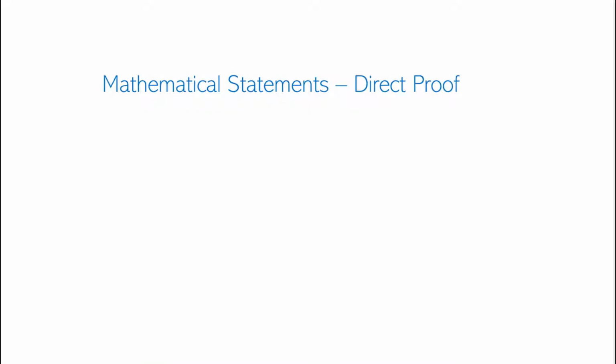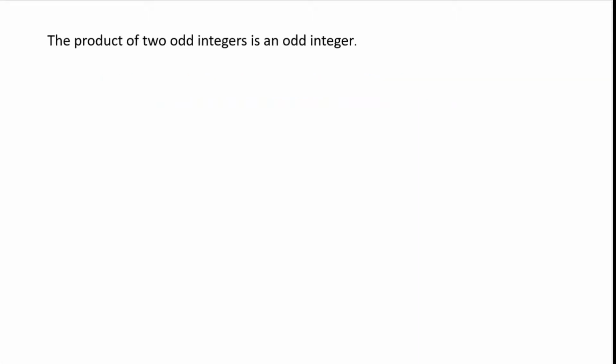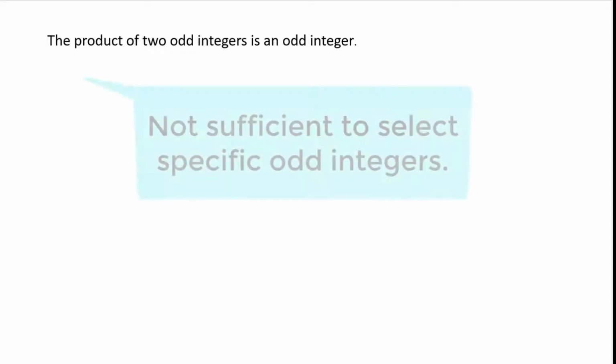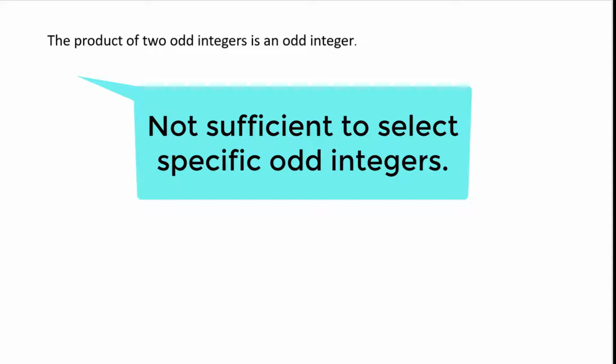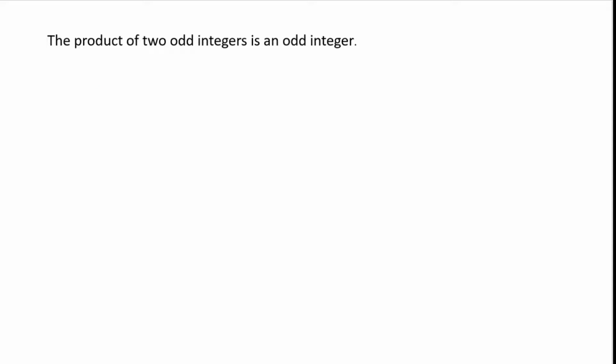I'm providing for you a worked example of a direct proof. Example: the product of two odd integers is an odd integer. First, let's note that it is not sufficient to select a few specific odd integers, multiply them, and then decide that the results of a few examples is sufficient to prove true for the entire set of integers. With that said, a proof requires that you show the statement true for every product of any two odd integers.